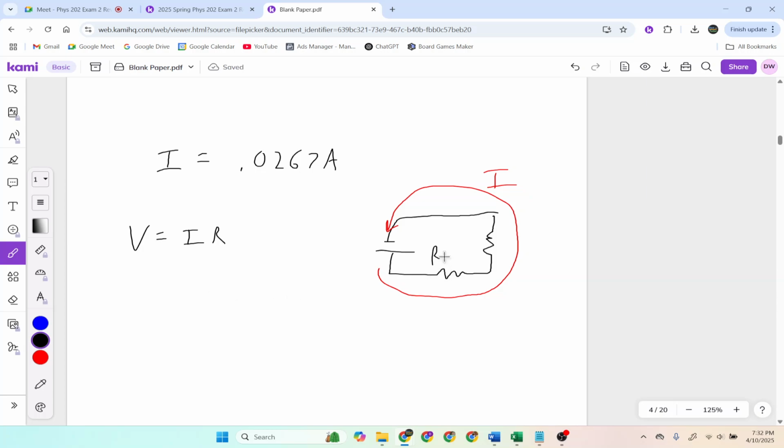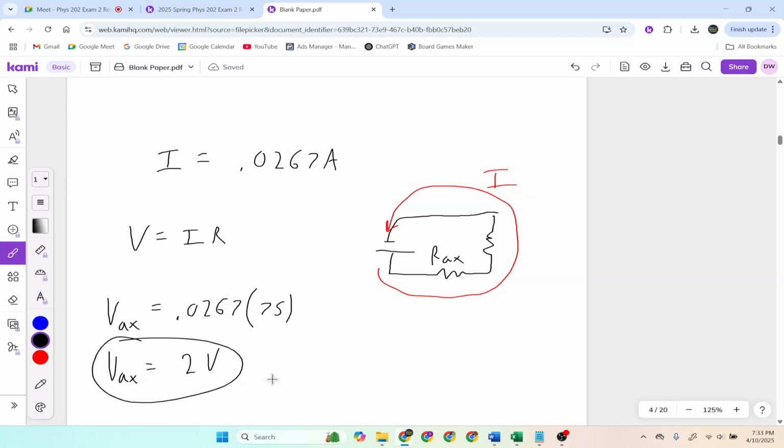Like, for instance, here's the axon. Voltage axon equals the current, 0.0267, times resistance in the axon. That was the 75. If you plug this in a calculator, you'll get 2 volts. So that's the voltage on the axon. Any questions so far?